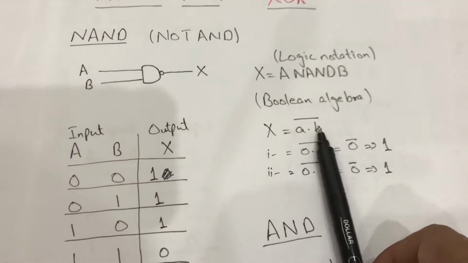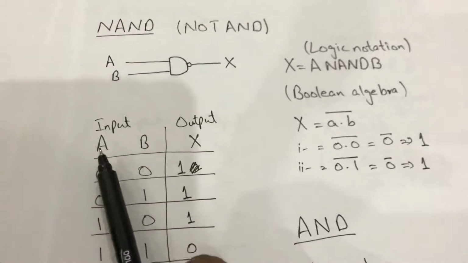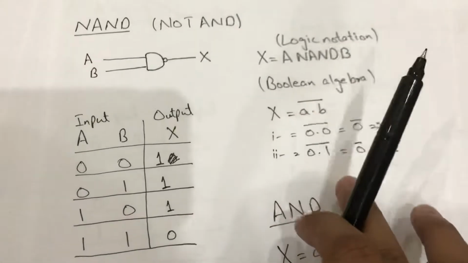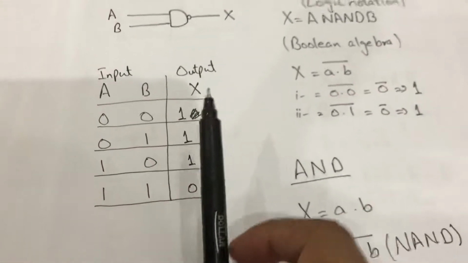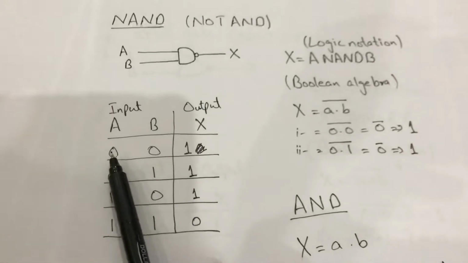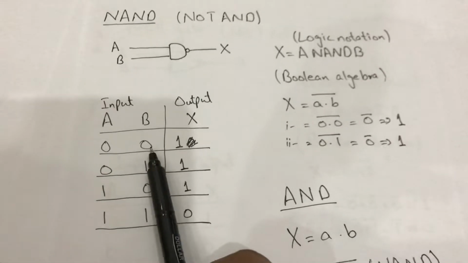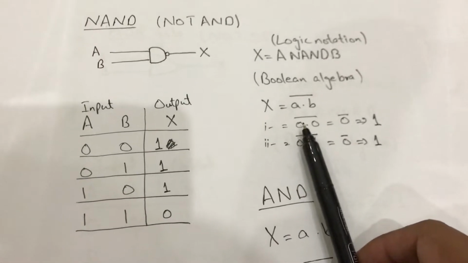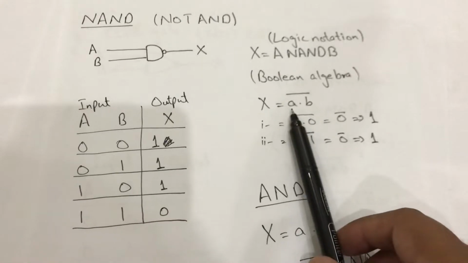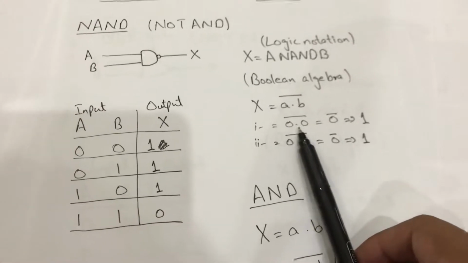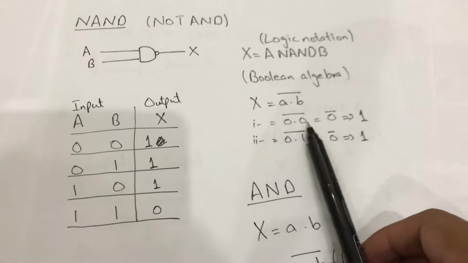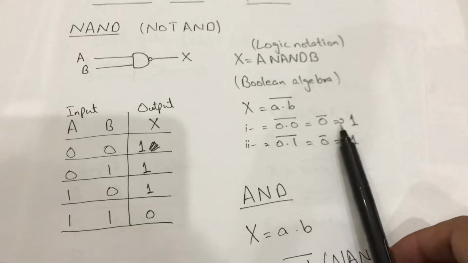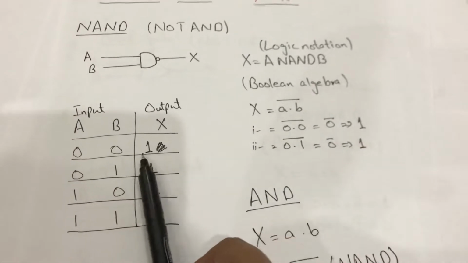So the truth table for NAND gate has both of the inputs, A and B, and the output X. First of all, we will consider that input A is 0 and B is 0. While placing the values in Boolean algebraic notation, A is 0 and B is also 0. So something multiplied by 0 is 0. 0 bar is equal to 1. So the answer is 1.